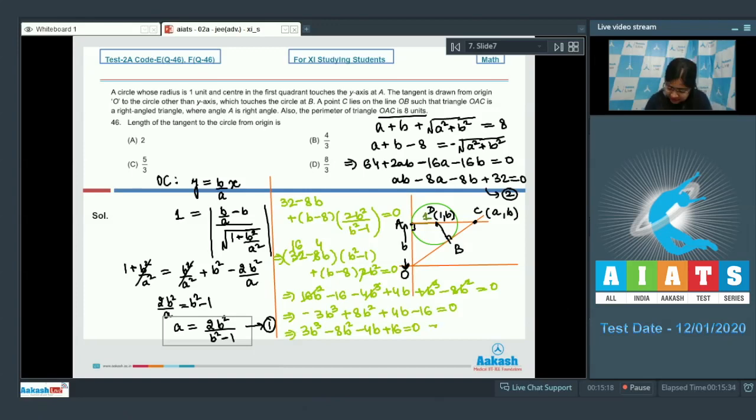Now that can be written as (b minus 2) whole square into (3b plus 4) is equal to 0. Now here it can be seen that b can definitely not be equal to minus 4 by 3. So we have b equal to 2. So the length of tangent to the circle from origin, that is OB, will be equal to OA, that is equal to b. So the correct answer is option number A.